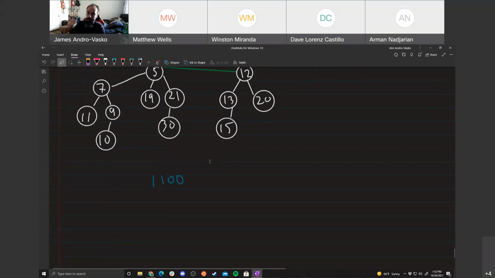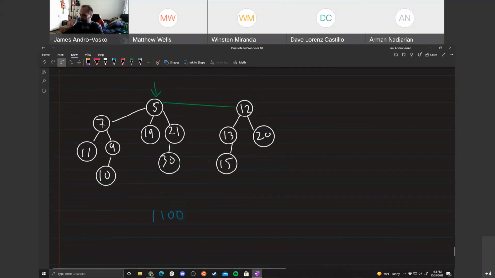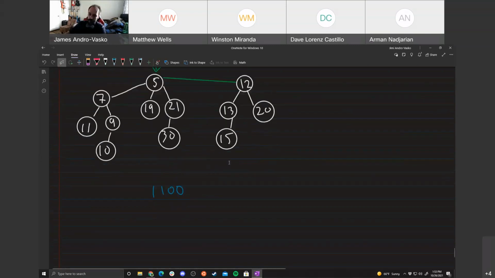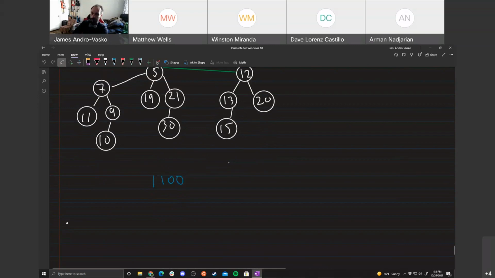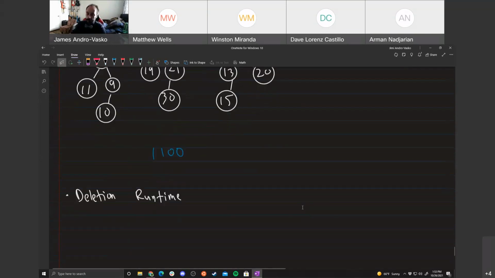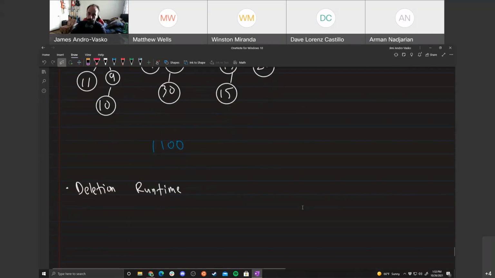Anyway, that's basically how a deletion works. I guess I kind of butchered it a little bit here, but I will modify my notes before I upload these today. So let's go over the analysis of our deletions. The actual runtime is not so bad for this. So let's go over the deletion runtime. Each deletion is going to have to remove a node from our structure.